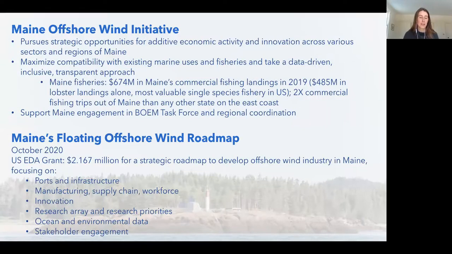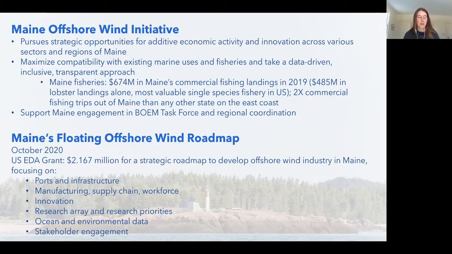So how we're doing this is the state has an offshore wind initiative to pursue strategic opportunities for advancing offshore wind. We want to do this while maximizing compatibility with existing ocean users, one of the most important being the fishing industry, recognizing the importance from a cultural and economic standpoint. We want to find ways to coexist and minimize any impacts to existing activities.